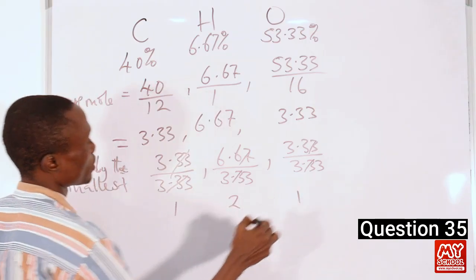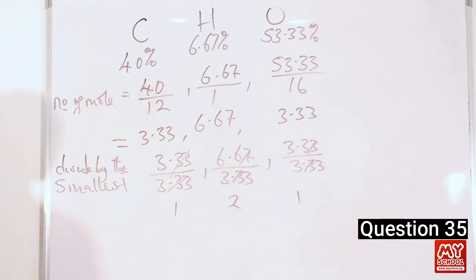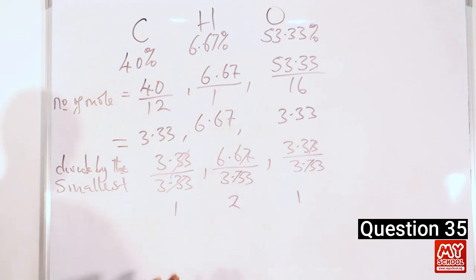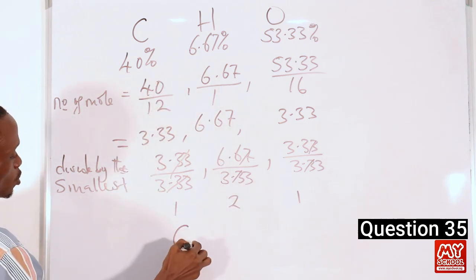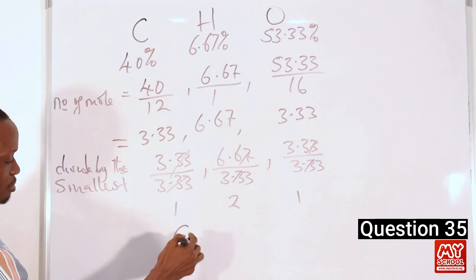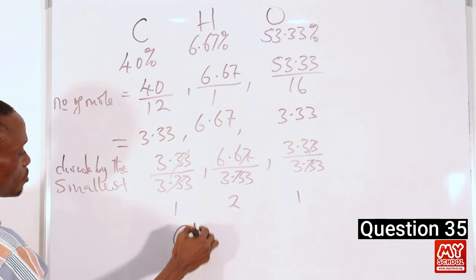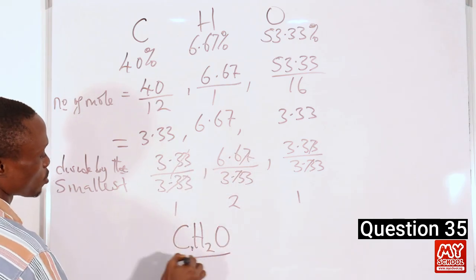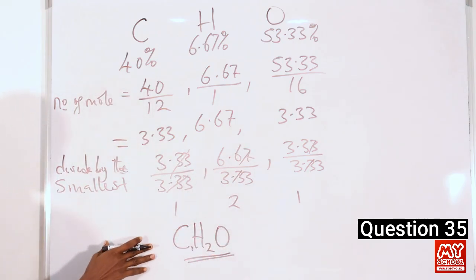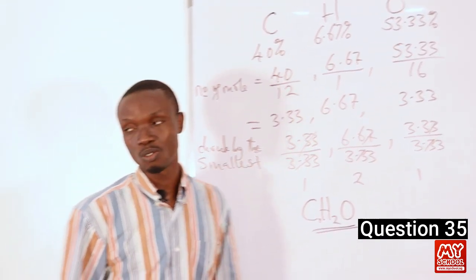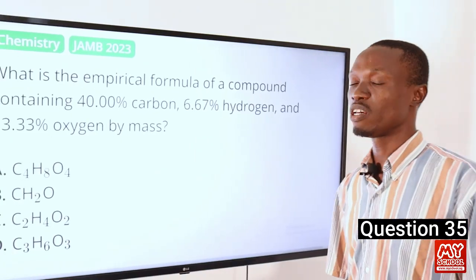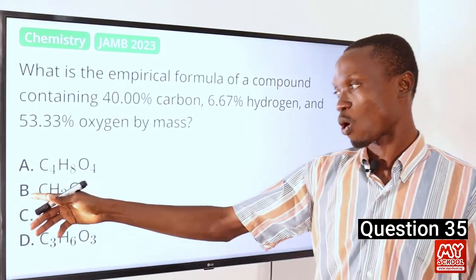Now that we have gotten the number of atoms of each of the elements, we just put everything together. So this becomes C. Of course, we have 1 here, which is negligible if we don't even write it. Then we have H, 2. Of course, we can't neglect 2. Then we also have O. So this becomes the empirical formula of the compound, CH2O. So let's move over to the screen to pick the correct answer. From our calculation, we got CH2O, and that is option B.